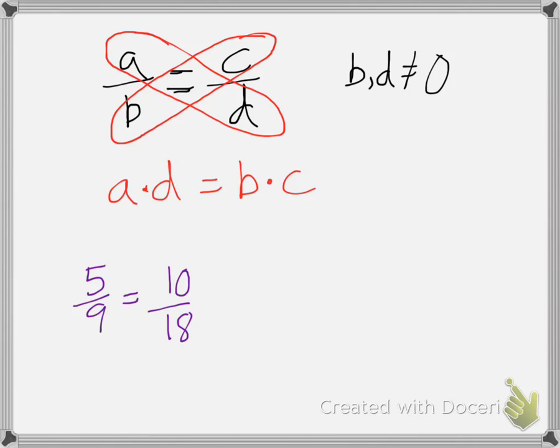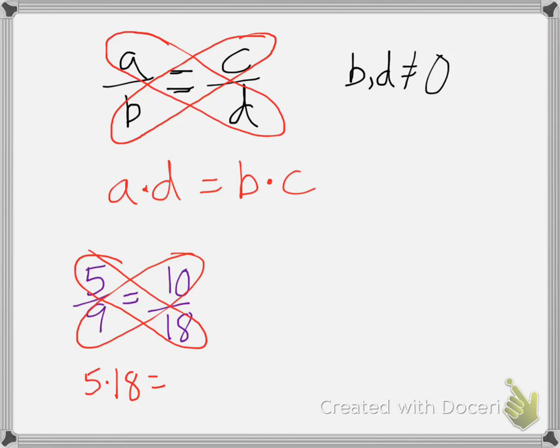Now, cross products say that these two values multiplied together should equal these two values multiplied together, right? So let's see. That gives us 5 times 18 should equal 9 times 10. Well, let's see. 5 times 18 is 90. And 9 times 10 is? So does it work for this one? Yeah. Okay.